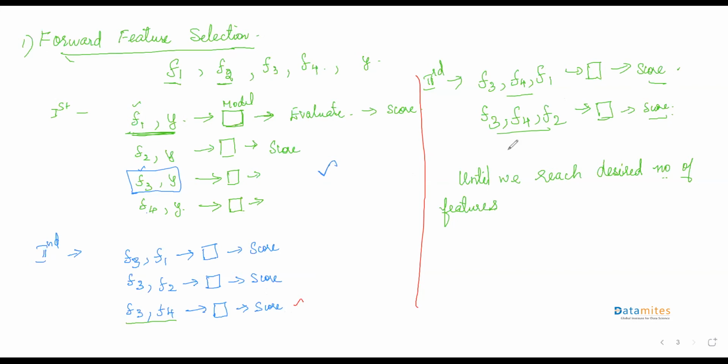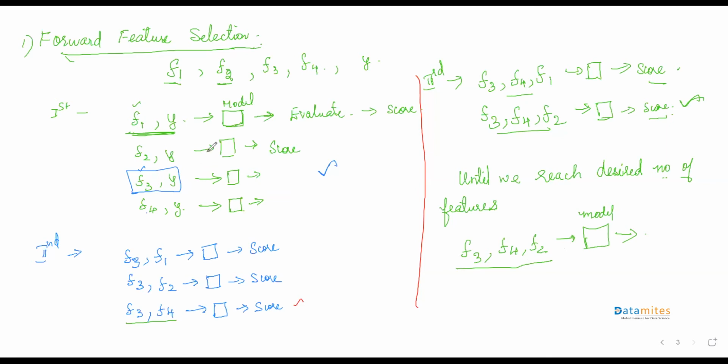So let's say in this case, if we have got a good score here, then it will take F3, F4 and F2 and train the model. We can create a model with these features and train the model to get a better score or better accuracy. This is how forward feature selection works.